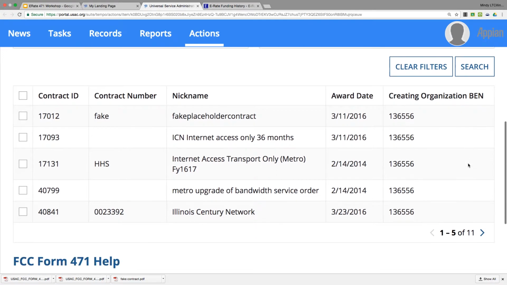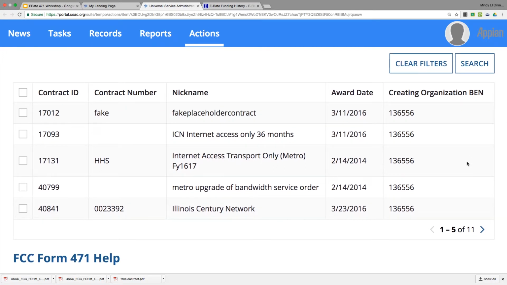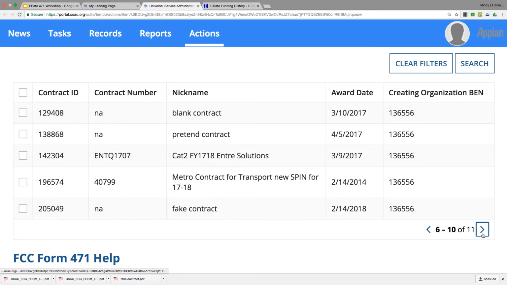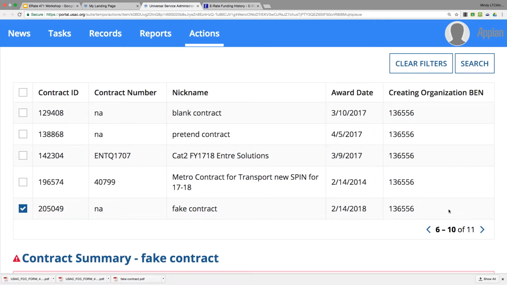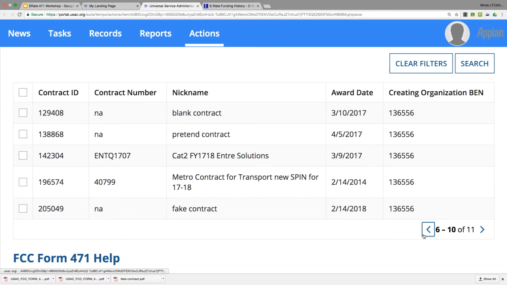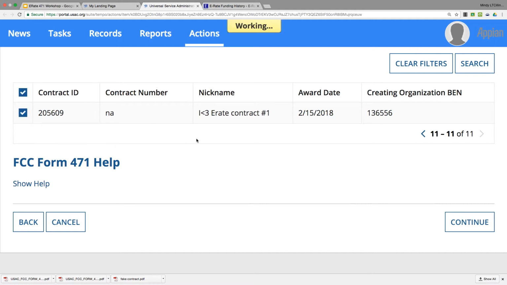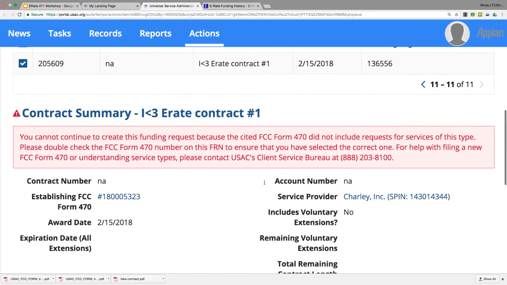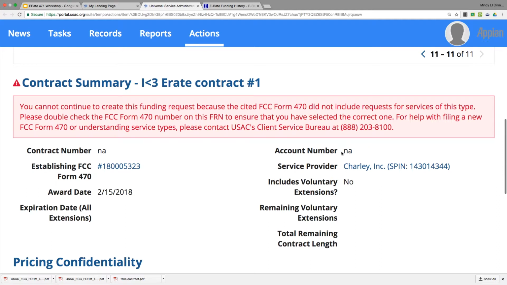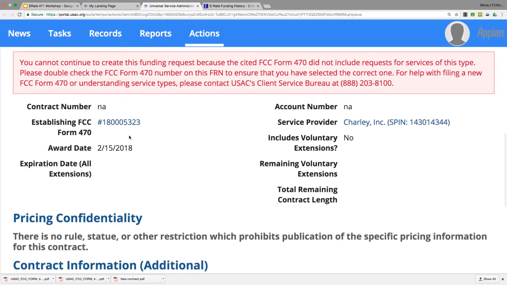Let's try fake contract and see. No, that's the one that didn't work yesterday. Hold on. I think it all ties back to the 470 that's listed. So we'll see. So here's the 470 from this year, and when I try, it says I cannot do this because you did not have basic maintenance on your 470. So it's literally looking at this 470 number and saying, I can't file that. If you did have basic maintenance on your 470, then you could go through the steps and say basic maintenance.